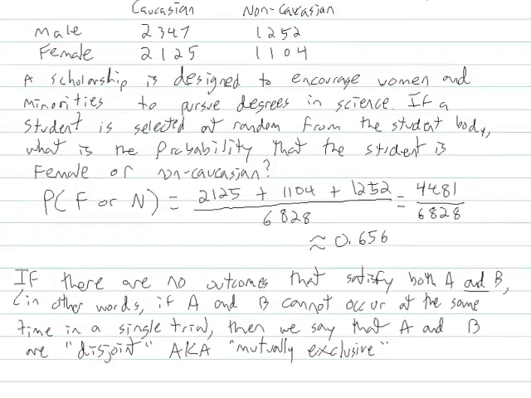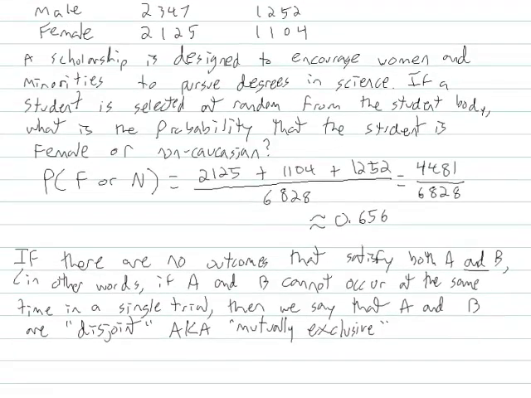Okay, so really just one more definition here. If there are no outcomes that satisfy both A and B, in other words, if A and B cannot occur at the same time in a single trial, then we say that A and B are disjoint, which is also known as mutually exclusive. So different books tend to prefer one word or the other. This book tends to prefer disjoint, so that's fine, we'll go with that.